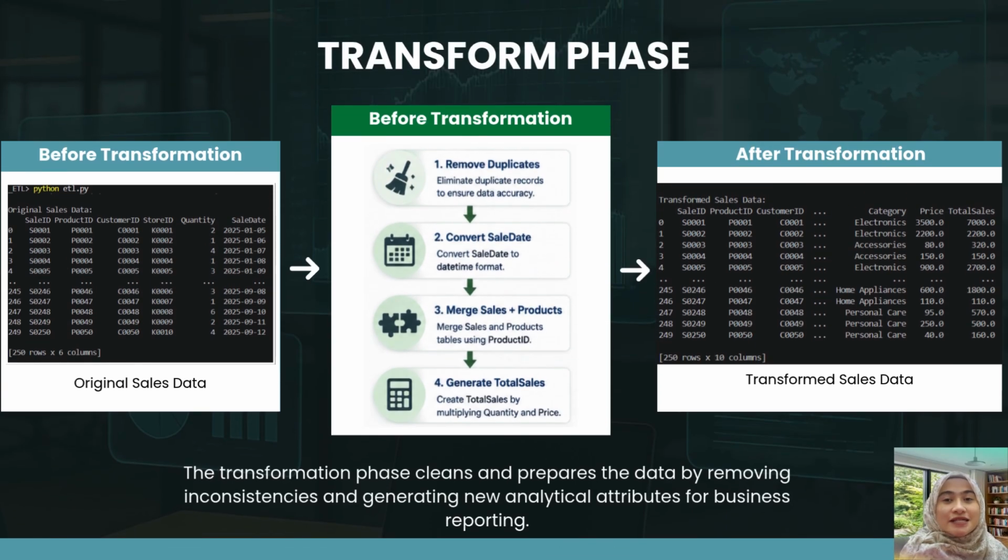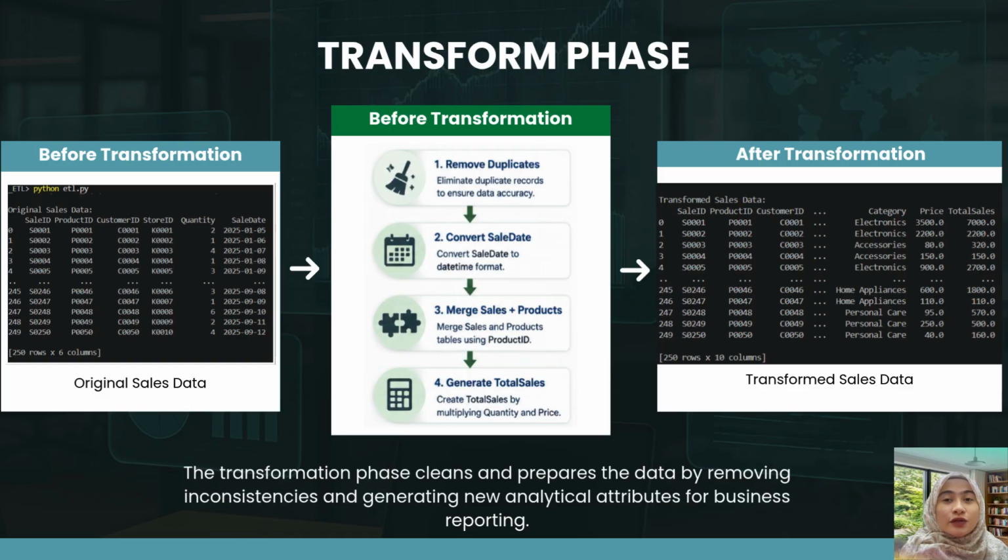Next, the second phase is the transform phase, in which several data transformation activities were performed to improve data quality and prepare the data set for analysis. First, duplicate records were removed to avoid data redundancy. And next, the sale date attribute was converted into a standard datetime format, and the sales table was then merged with the product table using product ID.